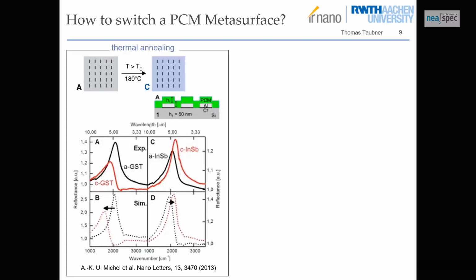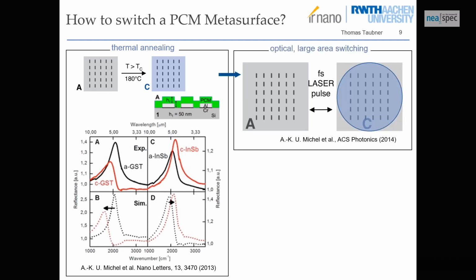Now, you may ask, how can we change the refractive index? The simplest way is to take a metasurface, put the PCM on top, and anneal it over the crystallization temperature for a certain time. Then it crystallizes, the refractive index shifts, and we see a red shift in the reflectance. If we do this with a femtosecond laser, we can also address the arrays. This is with a high power femtosecond laser, and we can switch it already kind of locally.